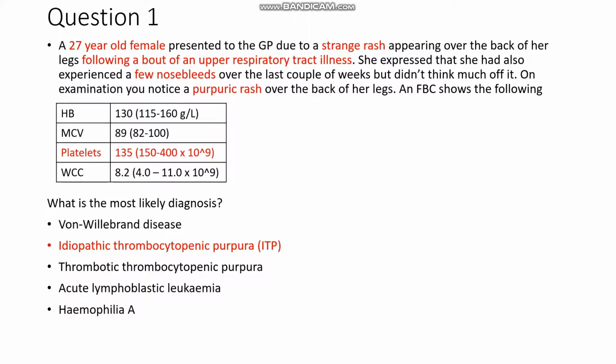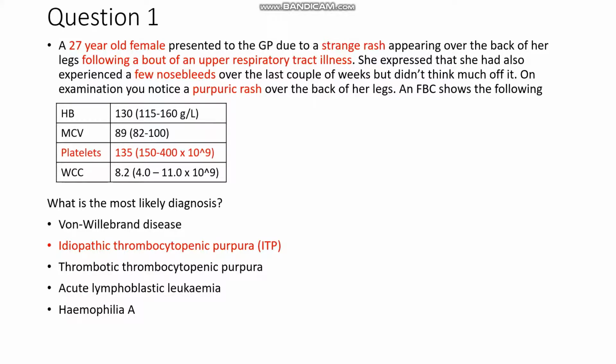So we have to do some investigations to really localize exactly where in the clotting process it's going wrong. And the first thing we do is a full blood count. And here you can see an isolated thrombocytopenia. So you can see the hemoglobin is completely normal, MCV is completely normal, white cells are completely normal.